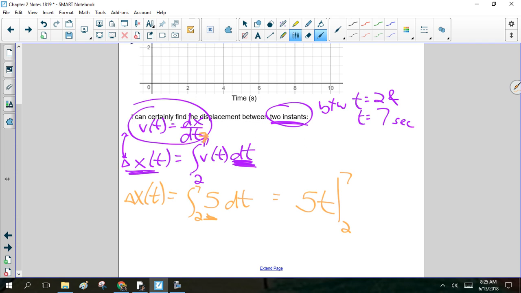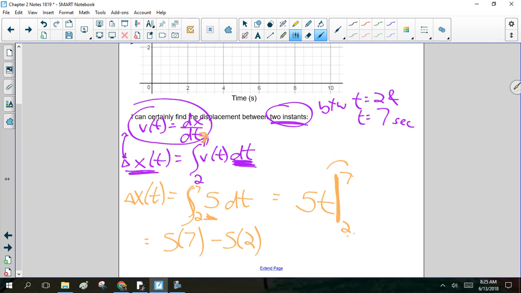Notice I changed my notation here. I got rid of my integral symbol and put in this symbol that means evaluate it at these two values. Now I'm going to do 5 times 7 minus 5 times 2.